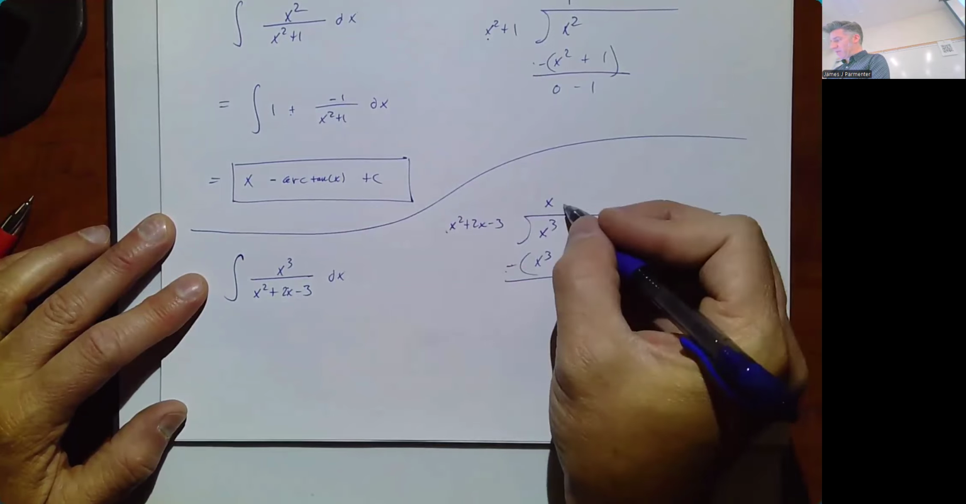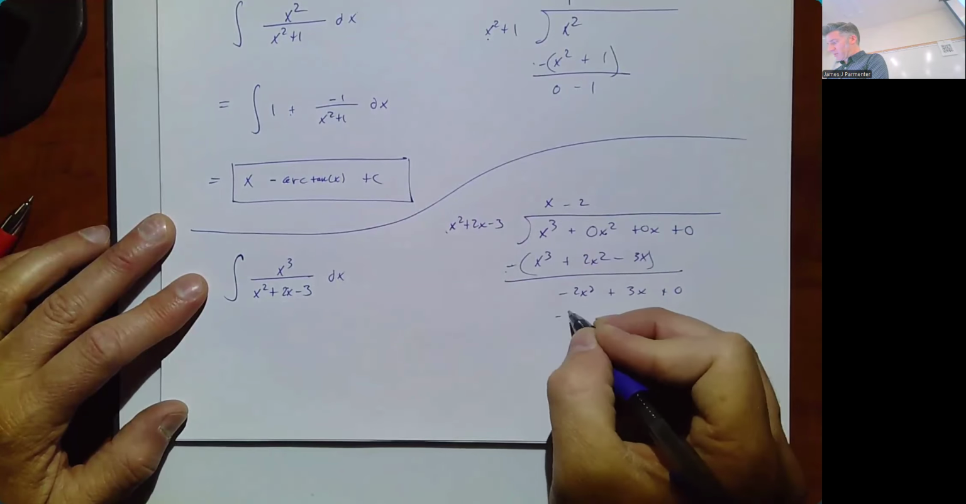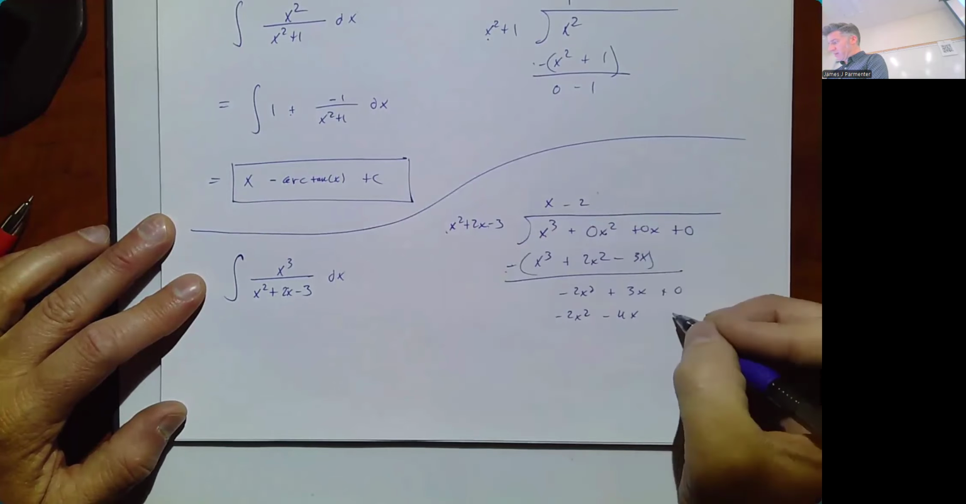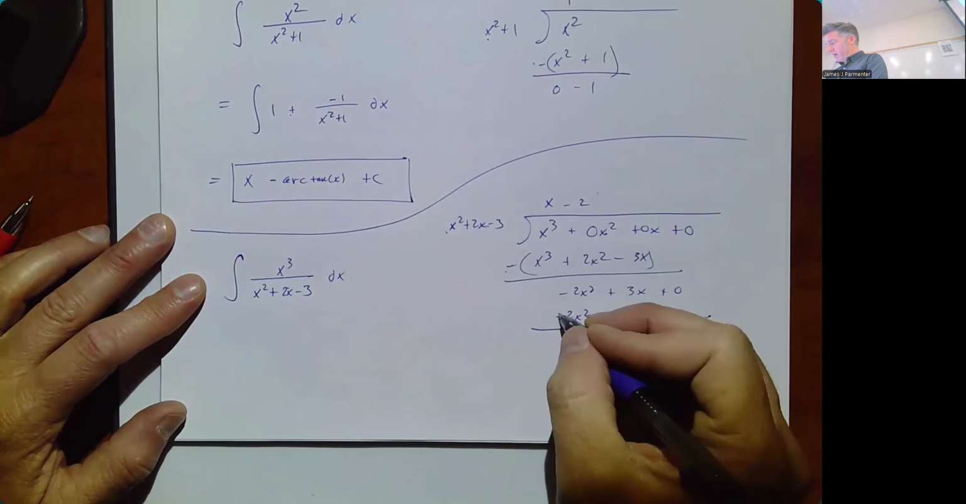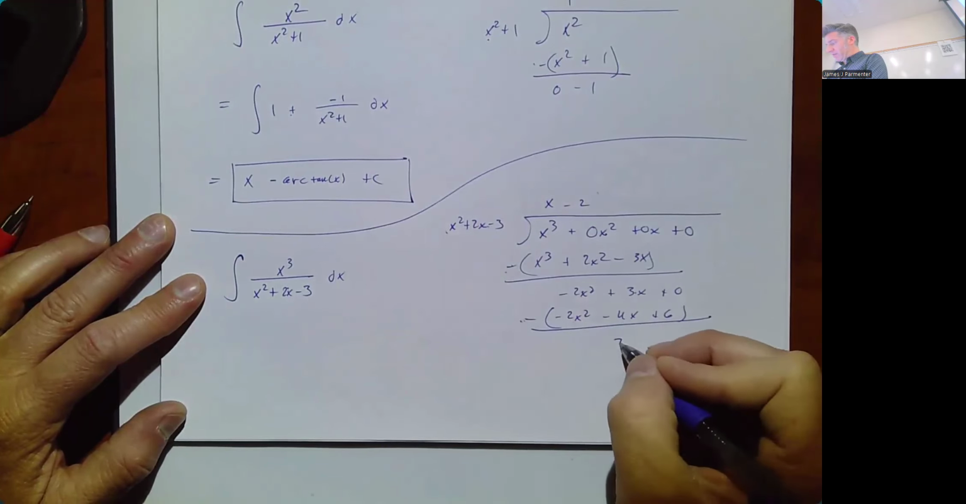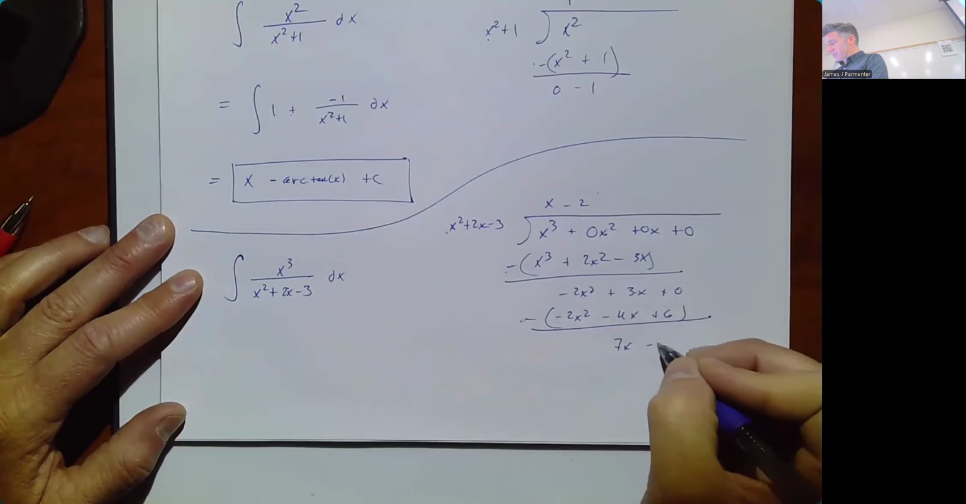X squared times -2 gives me -2x squared. Negative times 2x is -4x. Negative times -3 is +6. Subtract. That minus that 0. 3x minus 4x is 7x. 0 minus 6 is -6.